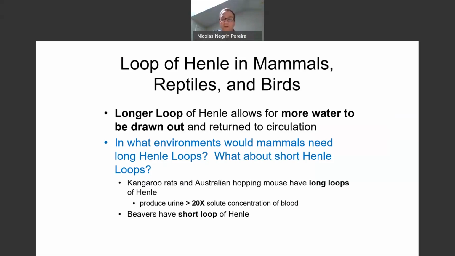On the contrary, animals that live in an aquatic environment, like the North American beaver in the rivers, actually present a really short loop of Henle. They are only able to produce a urine that is 2 times the concentration of blood.